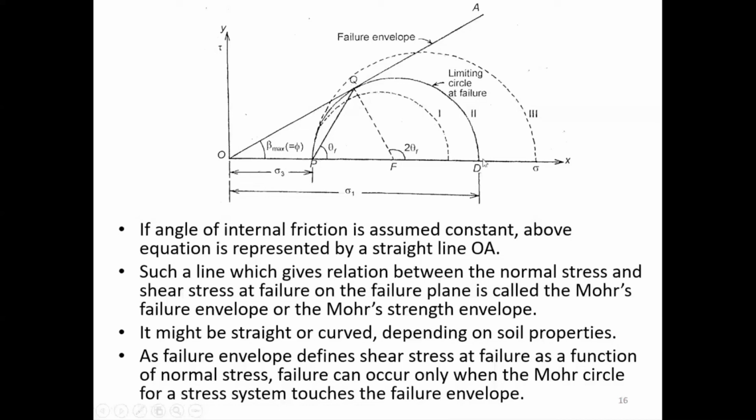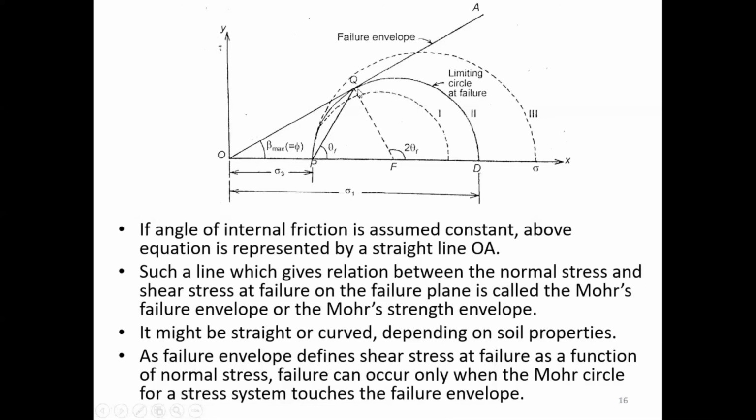Now imagine circle 2. So look at circle 2. So this is my limiting circle at failure. Why? Because this circle touches this failure envelope at point Q, isn't it? So this line OA represents my sigma f and tau f combinations for a constant phi. So this circle is going to touch this point at point Q, correct? Sigma f and tau f is achieved. So the soil with this stress system, it will generate a failure plane which is inclined at an angle theta f. So this circle I will call my limiting circle at failure.